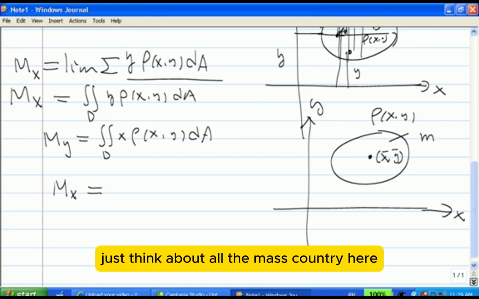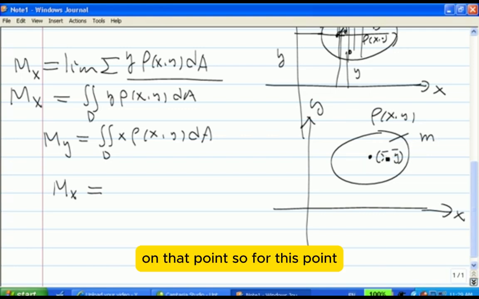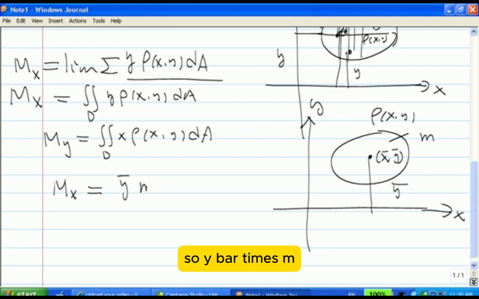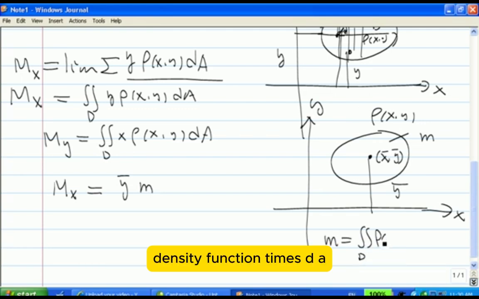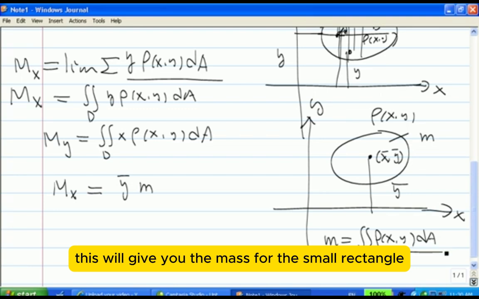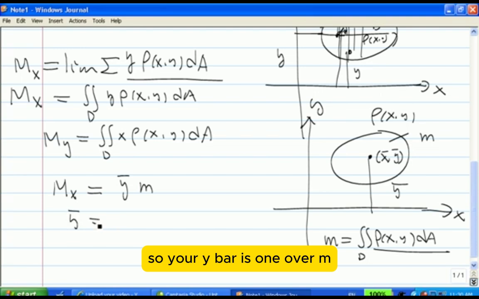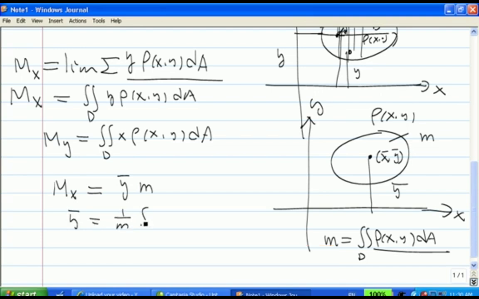Just think about all the mass concentrated on that point. So for this point, we can find the moment about the x-axis, which is this distance, y bar, times m, the mass of this whole plate. How do you find the mass of this whole plate? Remember, we just did density function times dA, which gives you the mass of the small rectangle. Add them together, take a limit. So your y bar is 1 over m times Mx.